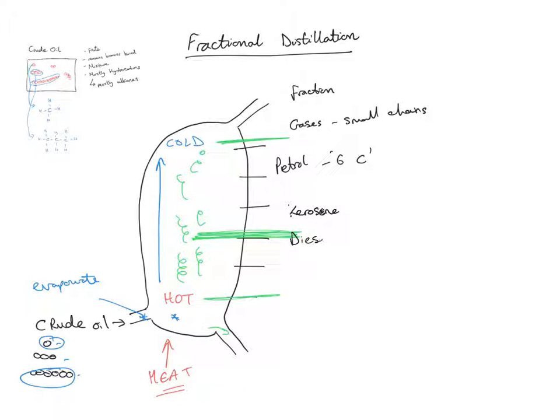diesel, fuel oil. And so as you go down here, these carbon chains increase in length. So as you approach the bottom and you get to fractions like bitumen, these are incredibly long carbon chains, and therefore they have an incredibly high boiling point, and so they're not likely to condense in this fractionating column.